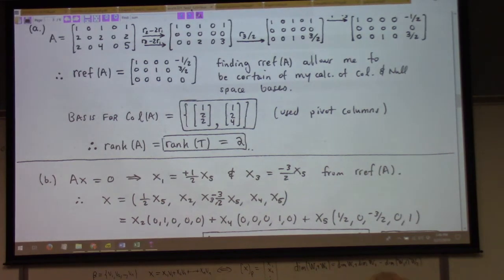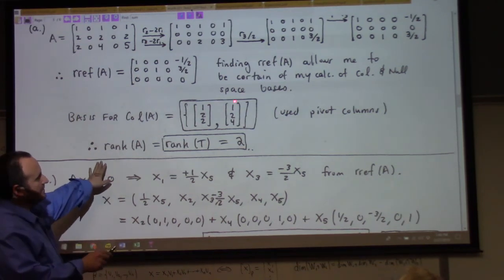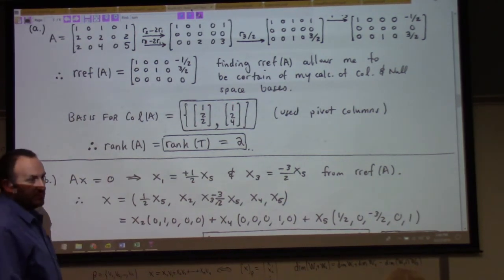So yeah, a basis for the column space is the first and the third. I suppose you could have used the first and the fifth if you wanted. Also would have been legit, but that's my preferred choice. Once I see that there are 2 things in here, that tells me the rank is 2.